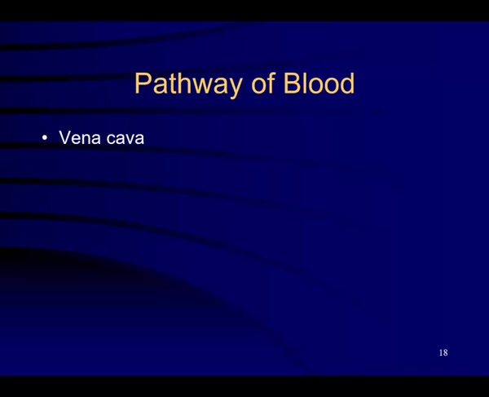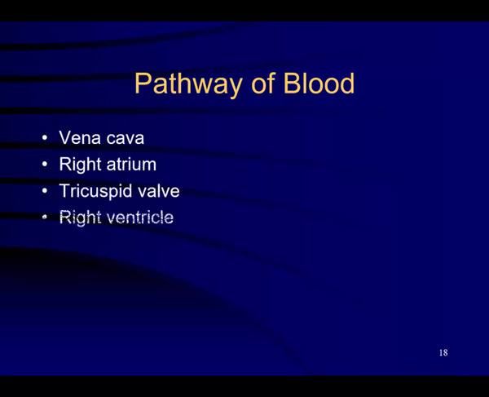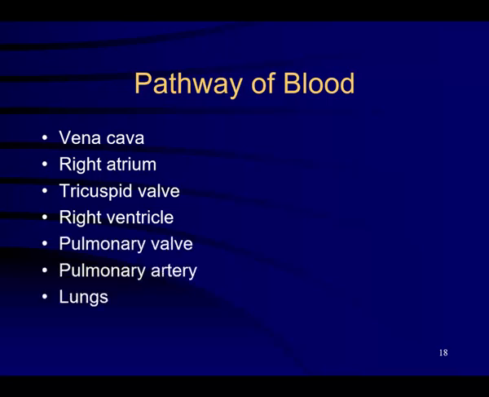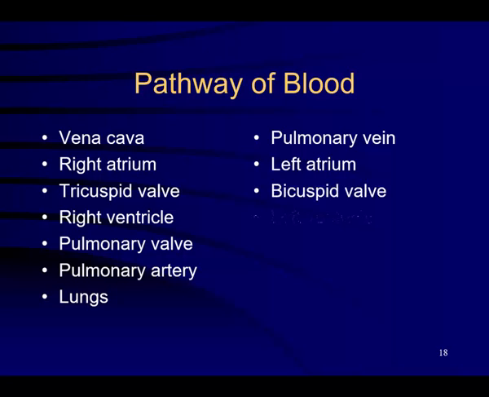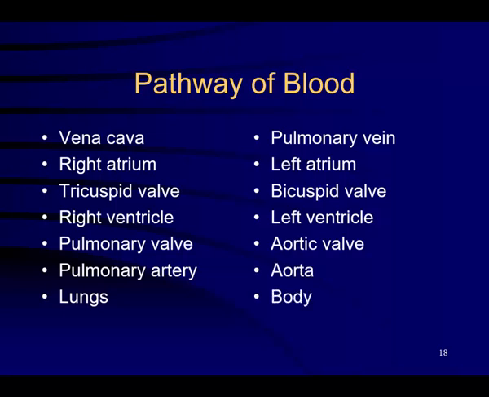If you need that in words, there they are. Vena cava to right atrium, to tricuspid valve, to right ventricle, pulmonary valve, pulmonary artery, lungs. And of course it's going to pick up oxygen there, return to the heart via the pulmonary veins, into the left atrium, through the bicuspid valve, into the left ventricle, the aortic valve, into the aorta, out to the body.